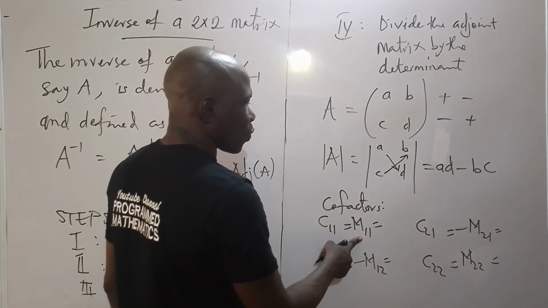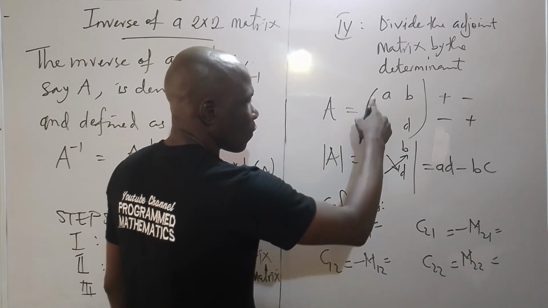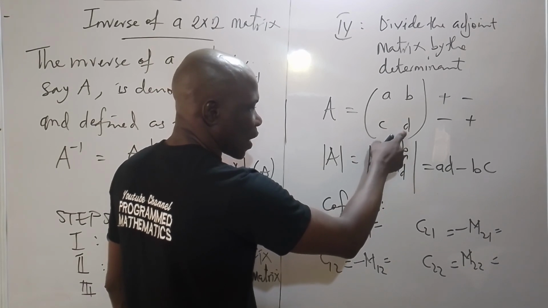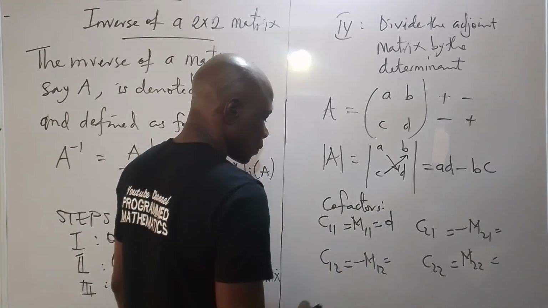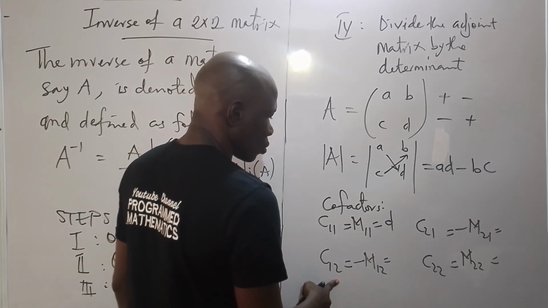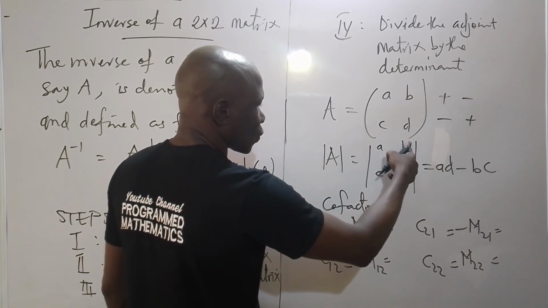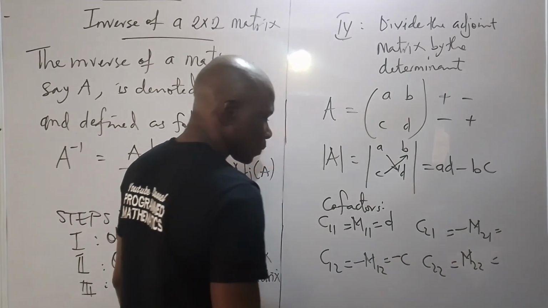M11 is the minor corresponding to elements on the first row, first column. First row, first column here, we delete the row and column, we're left with D. The determinant of a scalar is still a scalar. So here we have D. Then C12, okay? First row, second column. We delete that also, we're left with C. Because of this minus, so this is minus C.